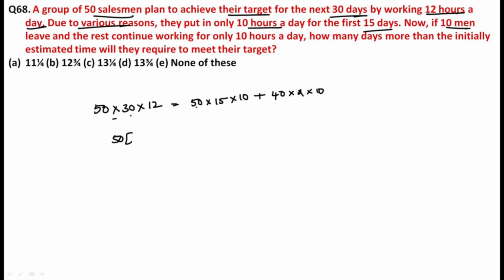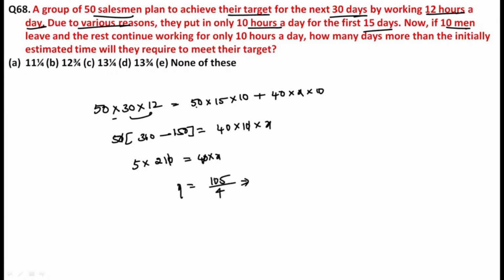If 50 is common, 30 12s are 360 minus 15 10s are 150. Now you can get the value is 40 into 10 into x. Now you can cancel zeros here. So 5 into 360 minus 150, that is 210, is equal to 4 into x. Zeros cancel. Now the x value: 21 5s are 105 divisible by 4. Now you can get, see, 4 2s are 8, 4 6s are 24, left with 1 by 4. So the remaining work is done in 26 1 by 4 days.